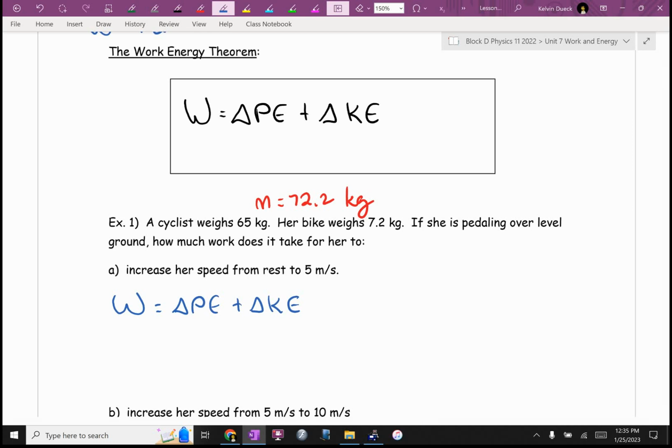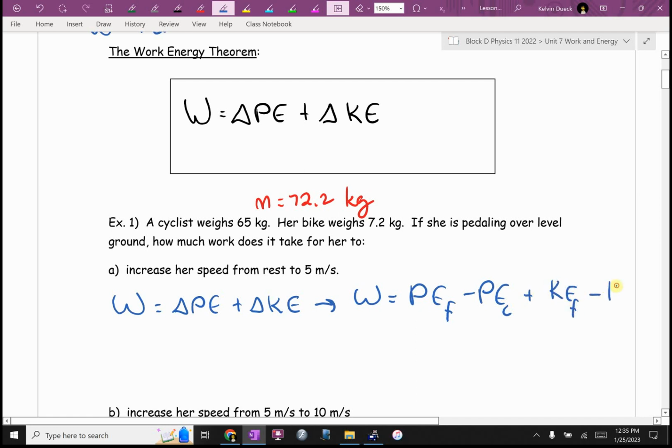Finus minus, I know. So it's going to end up being PE final minus PE initial plus KE final minus KE initial. I'm going to add some brackets. You don't need to, but just to show you, there's my change in potential. There's my change in kinetic with a plus sign in the middle because we're finding the total work. Okay. Do me a favor, please. Could you underline the phrase level ground?